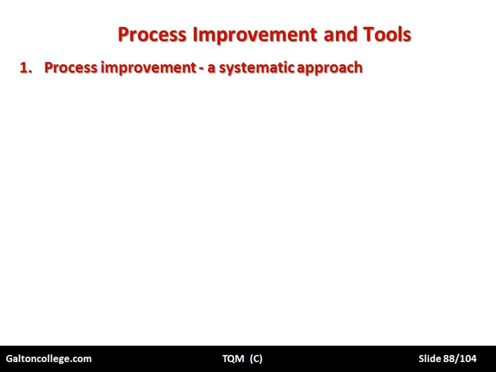Now, process improvement and tools. Well, take a systematic approach. The process mapping. Look at a flow chart. Look at the way the process is set up. Which process comes first? Which one comes second? What's the requirements before the second one can follow the first one? What's the quality? How is it checked between the two processes? Look at how the whole process is mapped out. Have a flow chart.